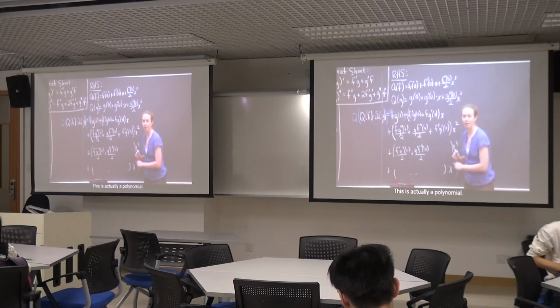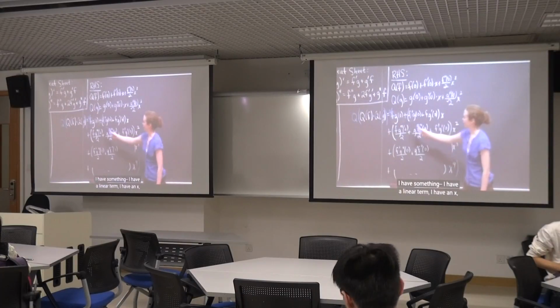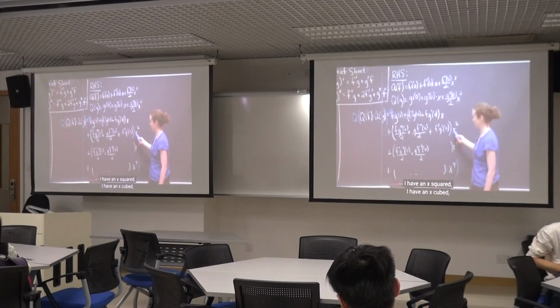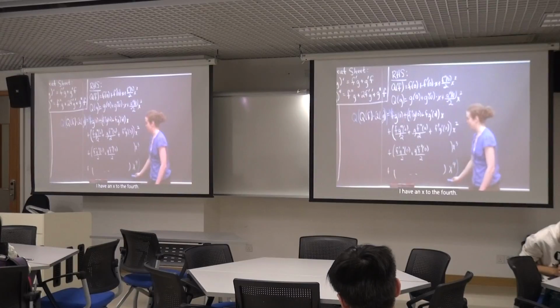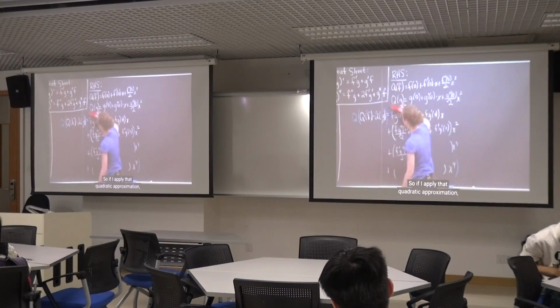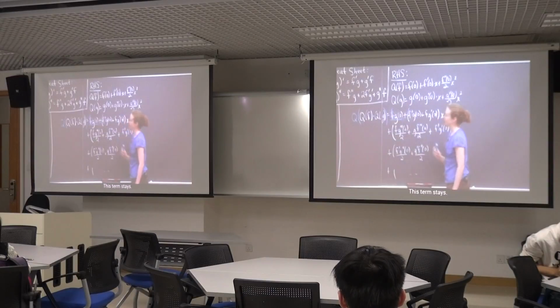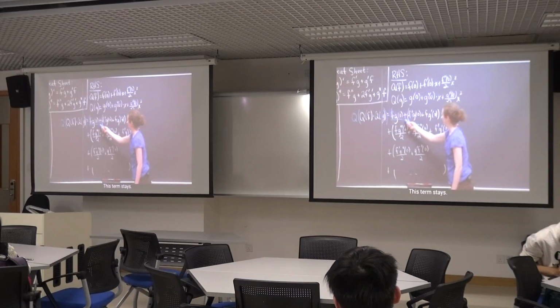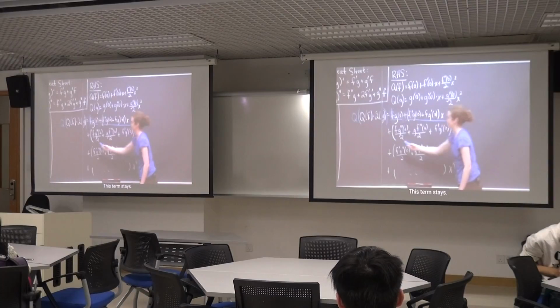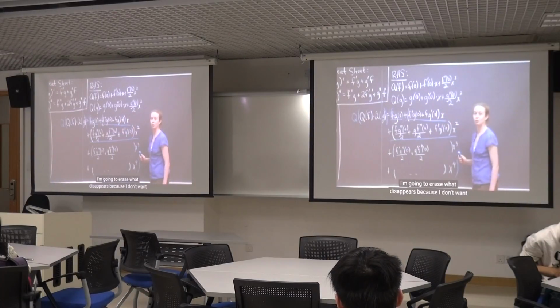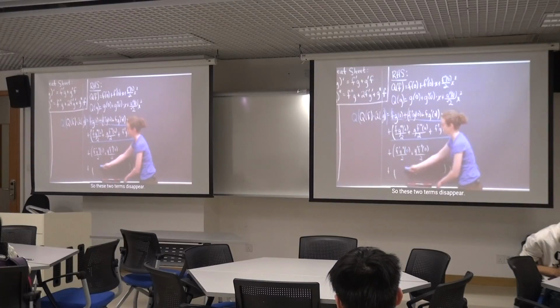This is actually a polynomial. I have a constant term, a linear term, an x squared, an x cubed, an x to the fourth. So if I apply that quadratic approximation, let's see what stays. This term stays. This term stays. This term stays. I'm going to erase what disappears because I don't want us to get confused by that. So these two terms disappear.